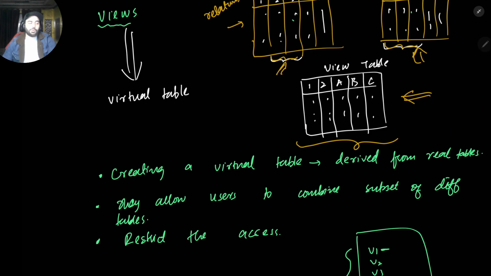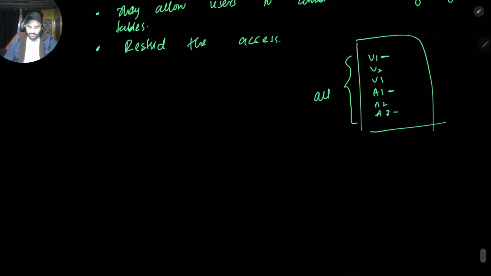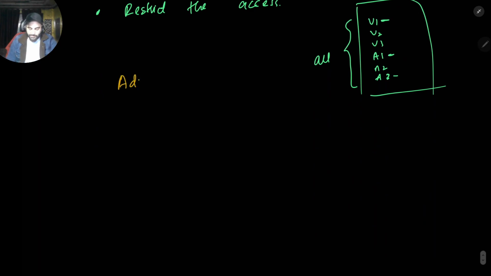I again don't want to delve into the syntax details, which we'll see in the next session, such as how to create a view: there is something like create view and the view name. So what are the advantages? Simplified data access, so we are using data abstraction. Let me summarize the advantages.